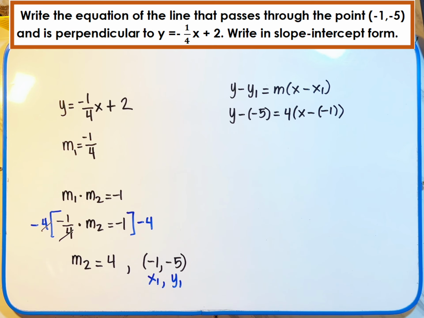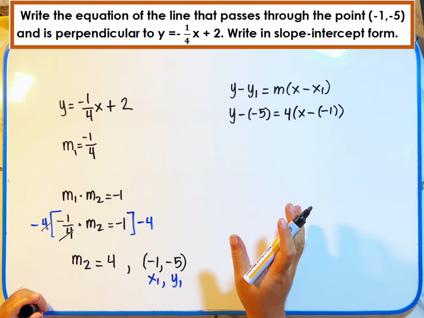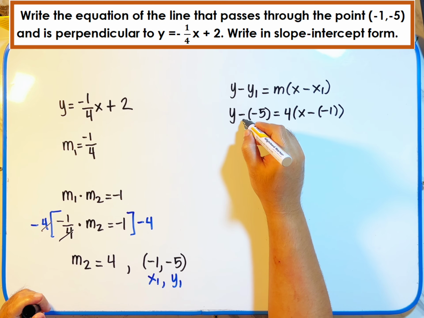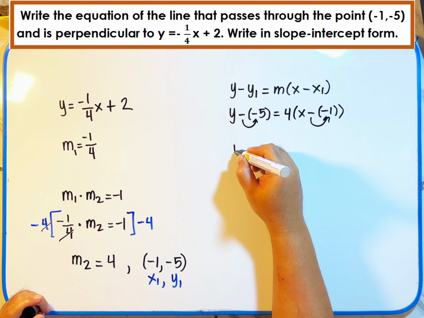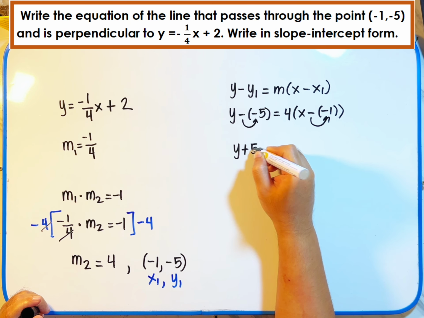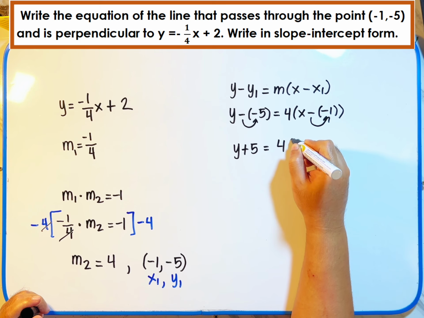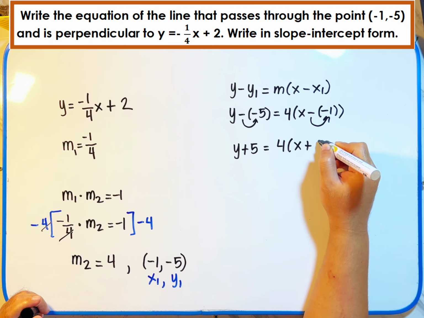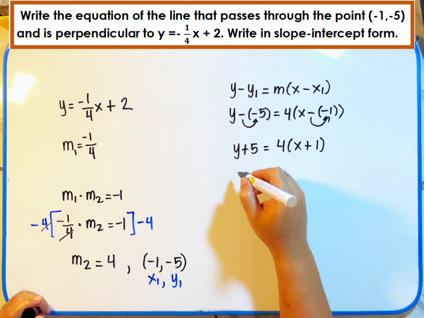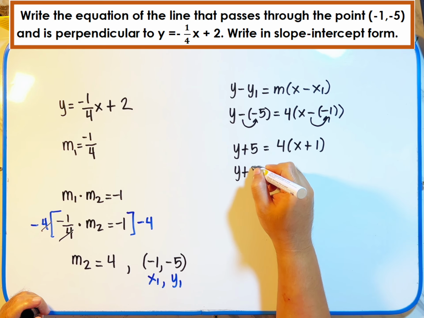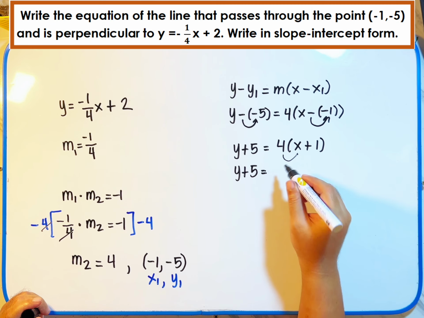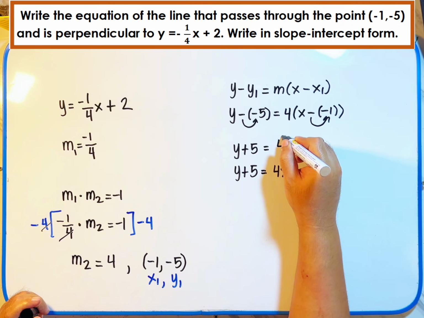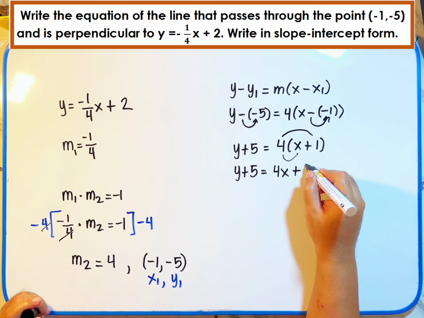Okay? And again, we have to write this line in slope-intercept form. Negative times negative, also this one. Negative times negative. So we have y plus 5 equals 4 times x plus 1. Next, y plus 5 is equal to, distribute 4 times x is 4x. 4 times 1 is positive 4.